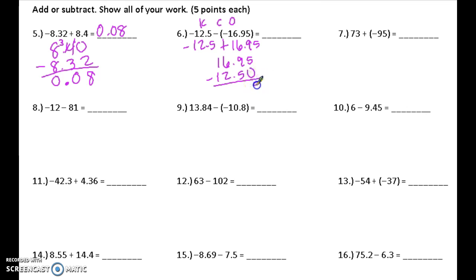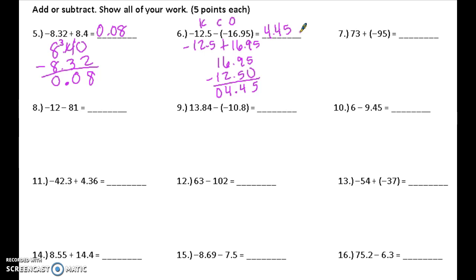5 minus 0 is 5. 9 minus 5 is 4. Bring down your decimal. 6 minus 2 is 4. 1 minus 1 is 0. The number on top is now a positive number, so my answer is also positive, 4 and 45 hundredths.